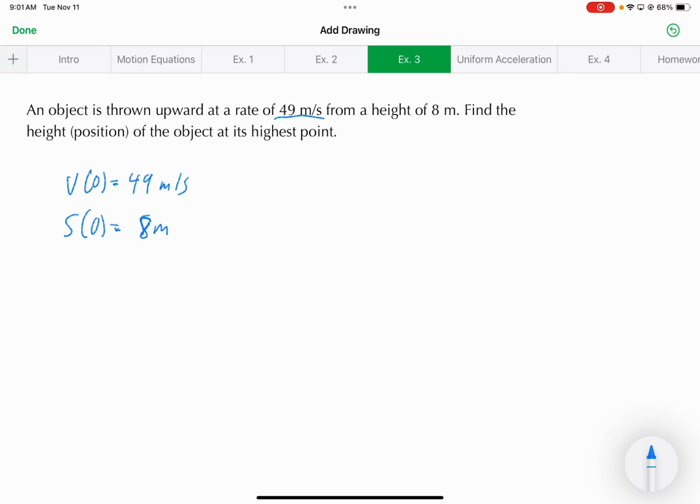Let's talk about how we answer the question, though. Find the height of the object at its highest point.